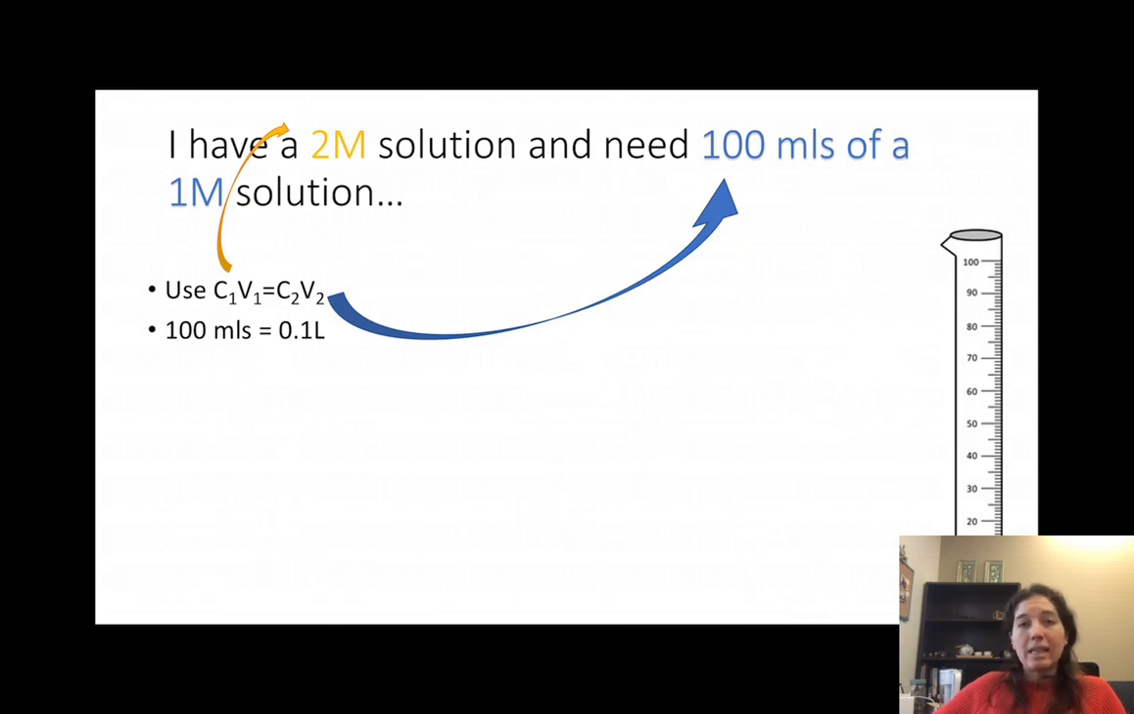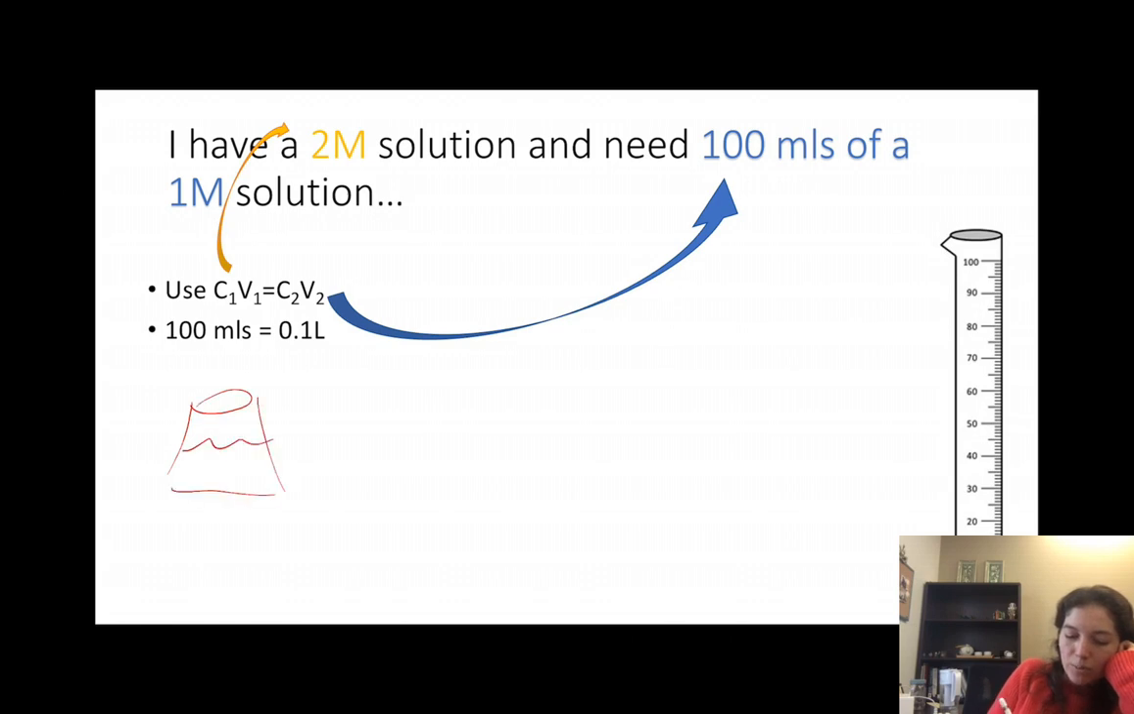So let's look at an example here. Let's say you have a 2 molar solution, and you need 100 milliliters of a 1 molar solution.